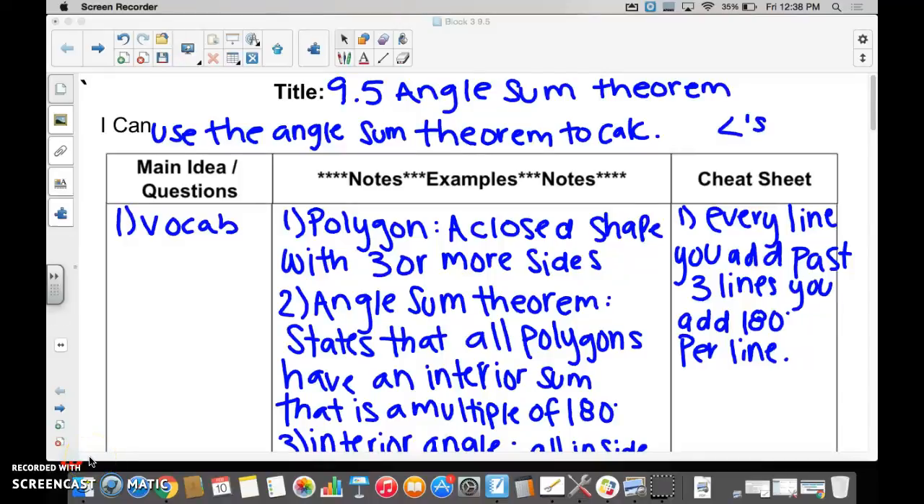9.5 angle sum theorem. I can use the angle sum theorem to calculate angles. Remember, I just abbreviated "calc" and "angles." If you needed it all written out in your notes, it should be written out in your notes.